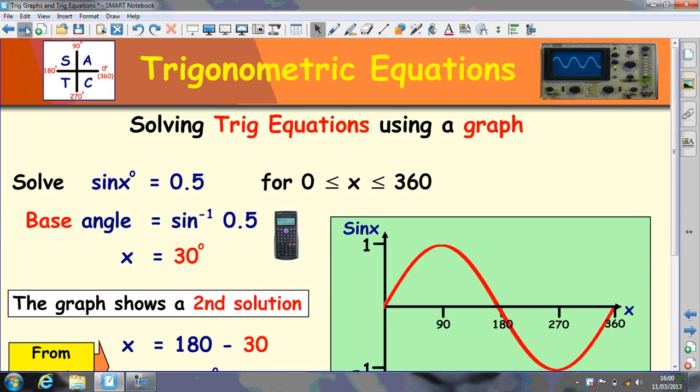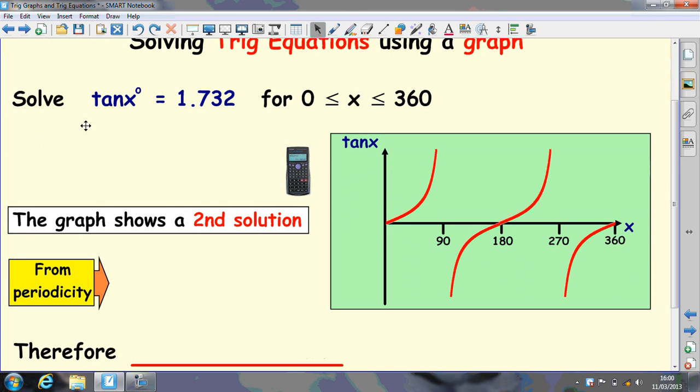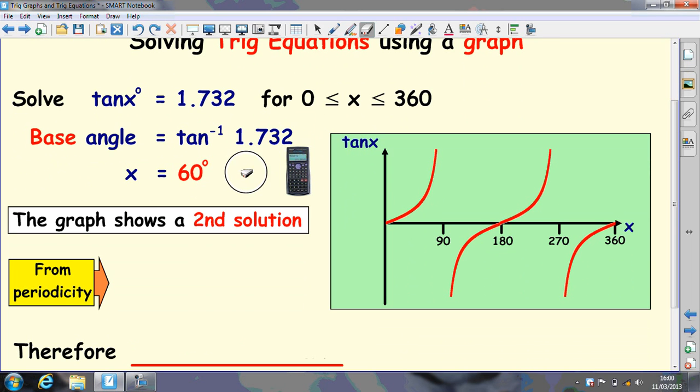Now just quickly moving on to the tan, we can do exactly the same thing. Firstly, inverse tan this time to get your base angle, and that will give us our first solution here of 60 degrees. And if we look at the graph, there's your base angle here, 60 degrees.